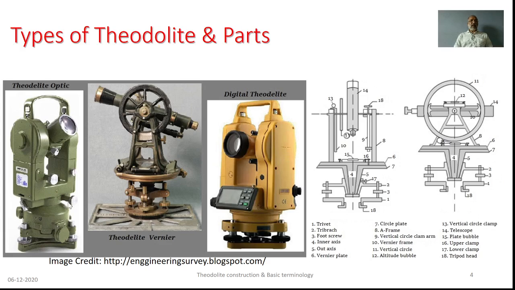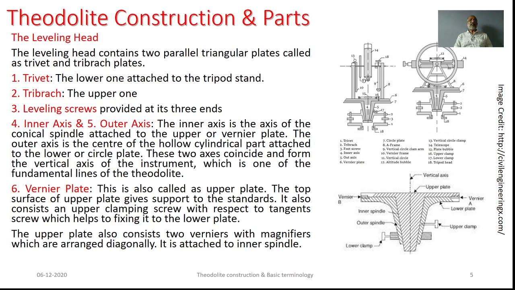So here what you see is a micro-optic theodolite. The central one is a vernier theodolite, whereas this is the modern theodolite, which is nothing but the digital theodolite. This is a sectional elevation of a vernier theodolite, and the various parts are shown in this particular numbered manner. As we move further, you will understand what those various parts are.